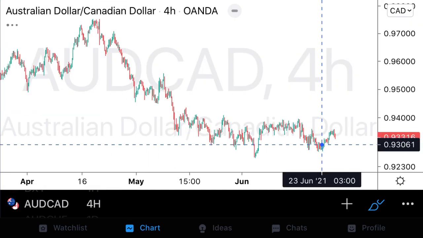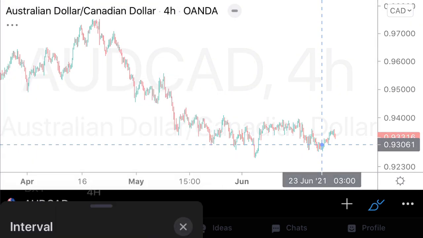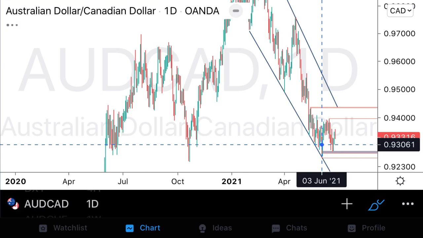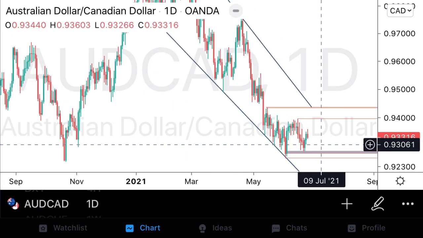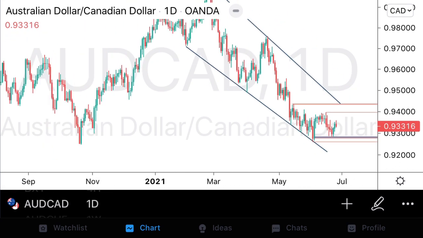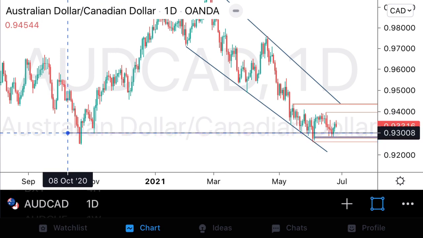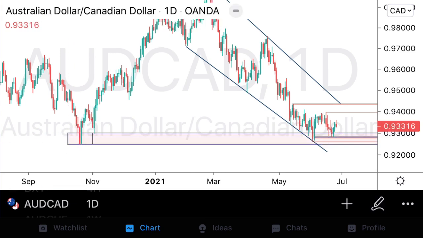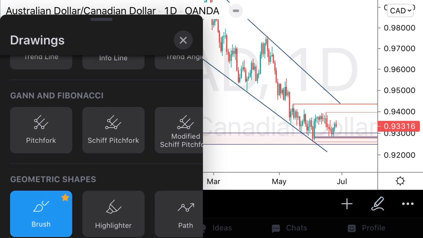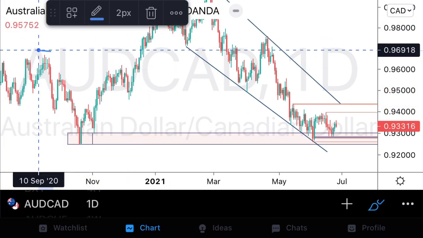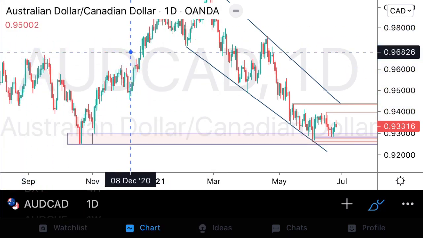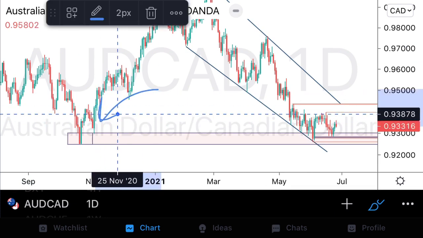We'll start off with Aussie CAD. Now on Aussie CAD, guys, we'll hop up to the daily for a second and discuss our daily structure first. What we will see over here on Aussie CAD is that we still have this important support structure, where price previously found support and was able to violate to the upside some previous important resistance. So we know that this is an important support structure.